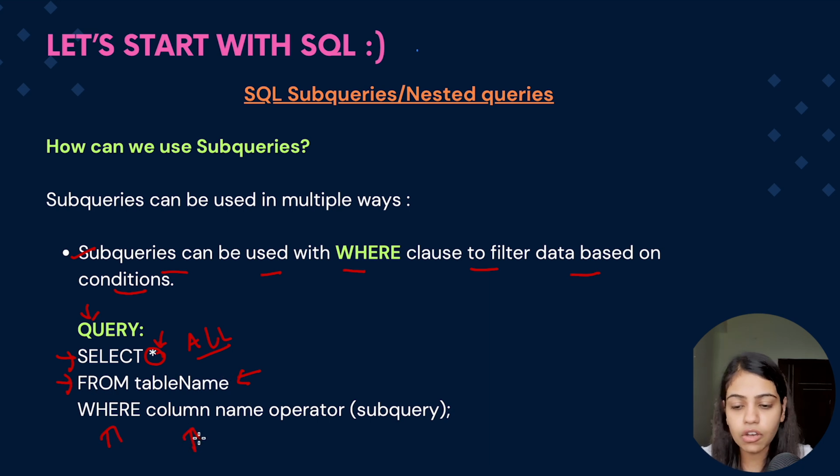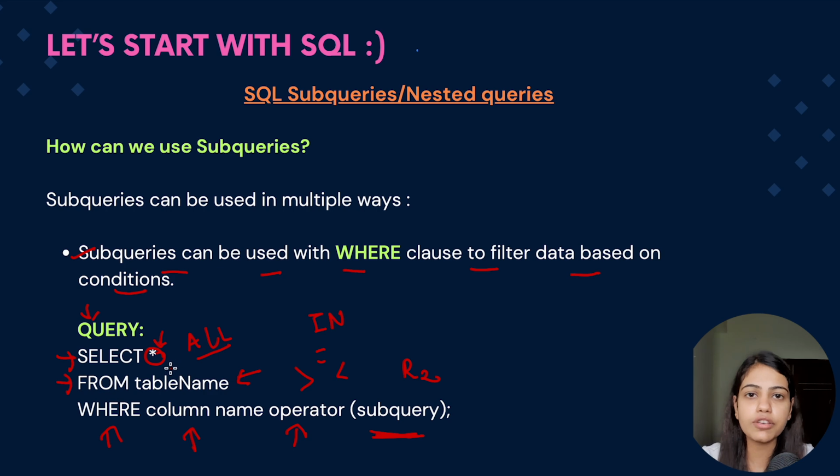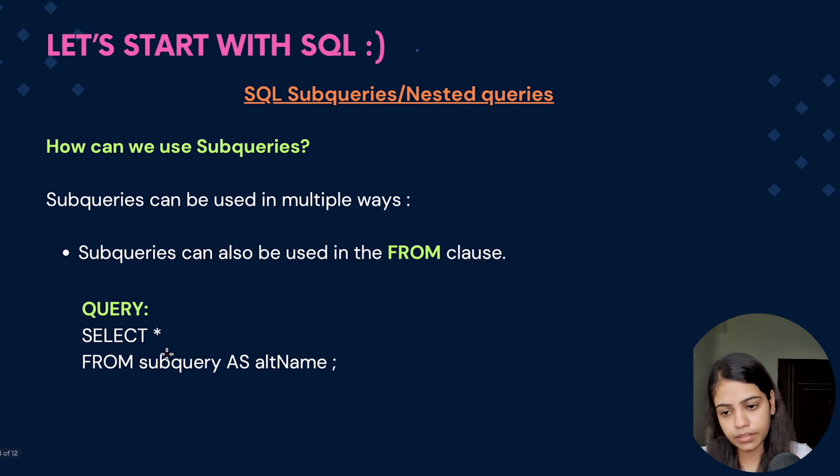And here we provide the column name on which we are doing the manipulations or the filtration. Then we provide the operator, like greater than, less than, equal to, in operator or other operators. And then we give the subquery. So this is the query 2, which gives me some result, and based on this result we are performing some operation. We'll see the example one by one for each of these ways. But for now I'm just explaining how we are using this in each way.